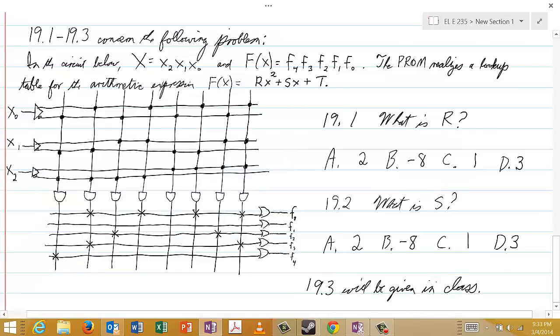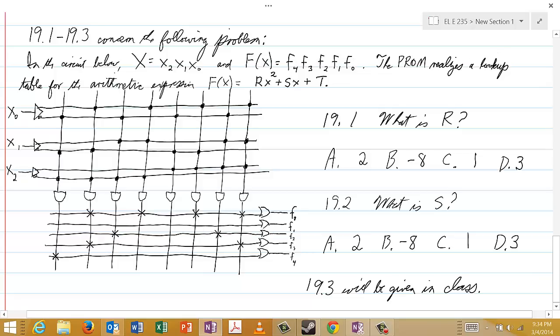So here are the problems for this lecture. We have three problems, 19.1 to 19.3, and as usual, 19.3, the third one, will be given in class, but 19.1 and 19.2 are shown here, and as the directions say, these questions concern this following problem. In this circuit, X is a binary number, just as it was in our example problem. It's a 3-bit binary number with the leftmost bit x2, the next bit x1, the next bit x0. F of x, as before, is a 5-bit binary number with the leftmost bit f4 and the rightmost bit f0.